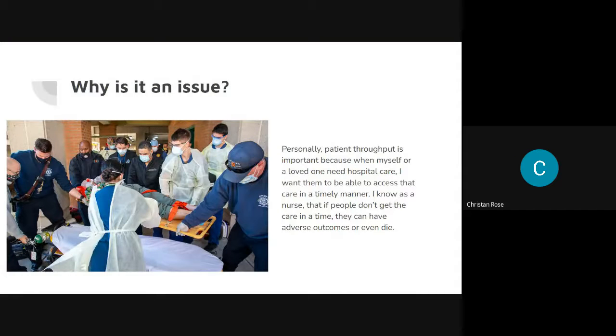So why is it an issue? Personally, patient throughput's important because when myself or a loved one needs hospital care, I want them to be able to access that care in a timely manner. I know as a nurse that if people don't get the care in time, they can have adverse outcomes or even die.